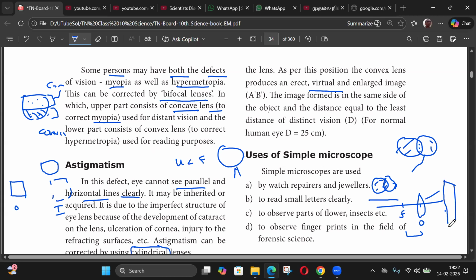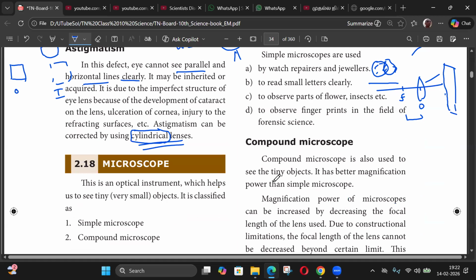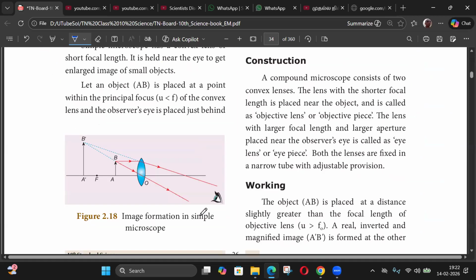But for magnification as a simple microscope, you will see the virtual image. So for that, the object has to be placed within the focal length. So this is the simple microscope. See here the focal point. Within the focal point, you place the object so that you create this image here.